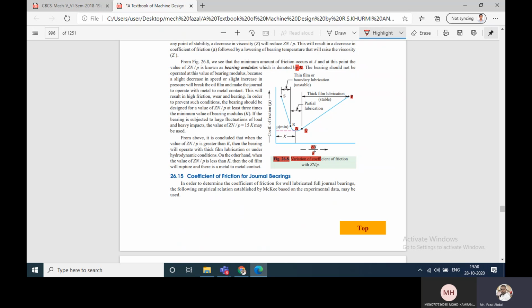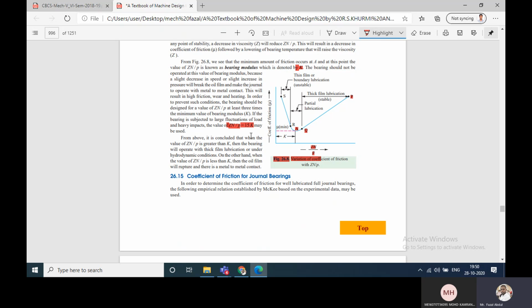Whatever bearing you are operating, for that bearing the ZN by P value should always be greater than the K value. If it is less than K, what happens? Metal to metal contact is going to take place, and power and material loss are going to take place. For heavy load applications, ZN by P is equal to 15 times K.